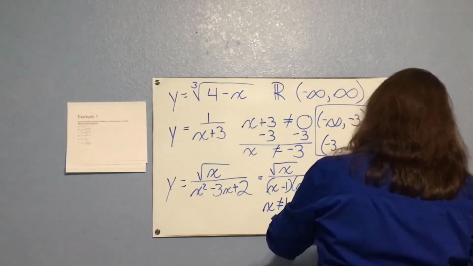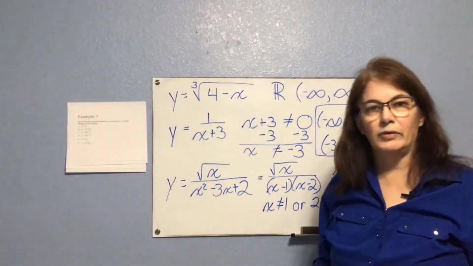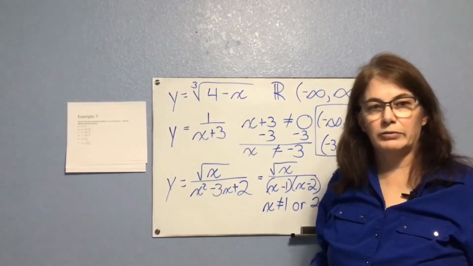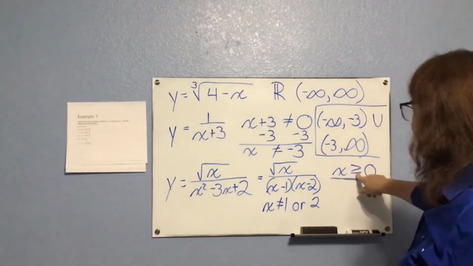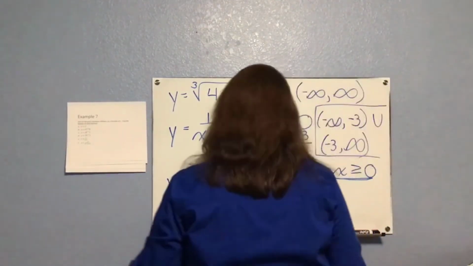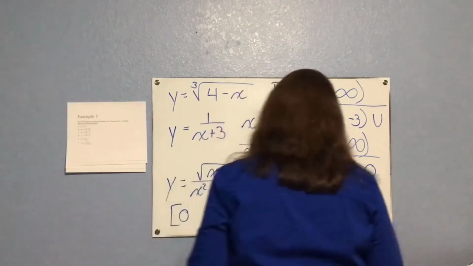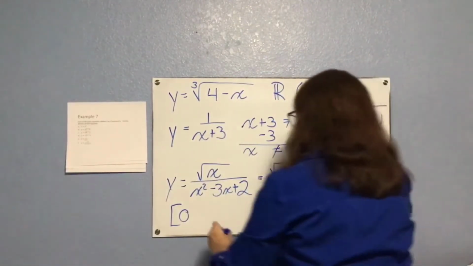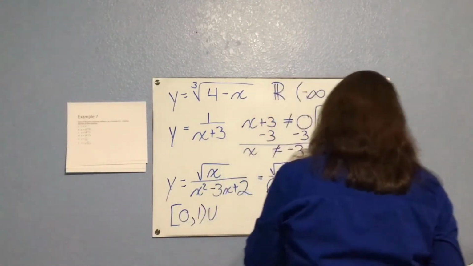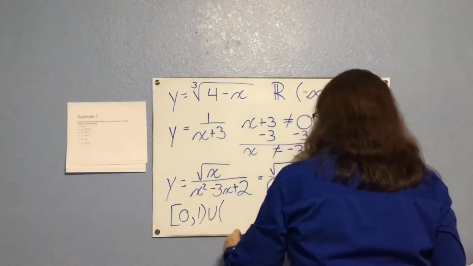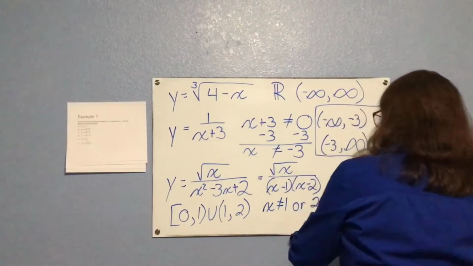or 2. So now when I write my interval notation, I'm going to have 3 parts for it. The first part is going to tell me that x has to be bigger than or equal to 0. So I start with a square bracket and go from 0. But when I get to 1, I have to stop there. So 1 and then a union. And then I start the next part at 1 and it can go to 2. And I have to stop there as well.